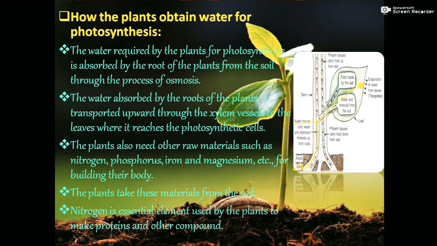The plant also need other raw materials such as nitrogen, phosphorus, iron, magnesium for building their body. The plant takes this material from the soil portion. Nitrogen is essential element used by the plant to make protein and other component.